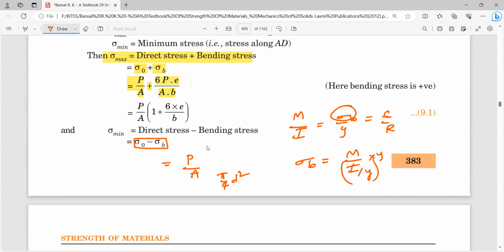I by Y we can write as Z, so this can also be written as M by Z. So Z is the section modulus. Sigma B is the bending stress. Bending stress is equal to M by Z. Right? So this is the basic formula you need to remember.